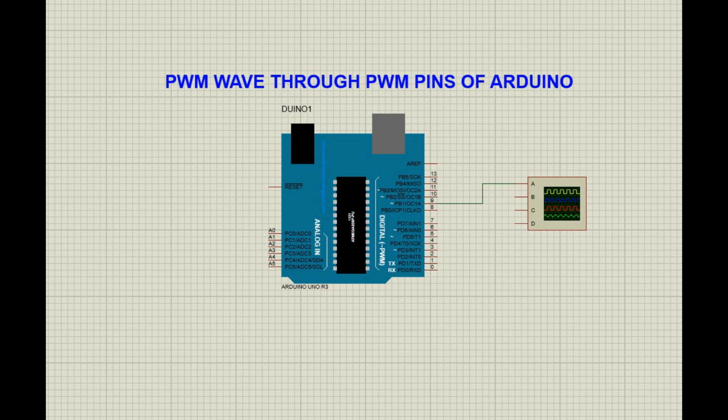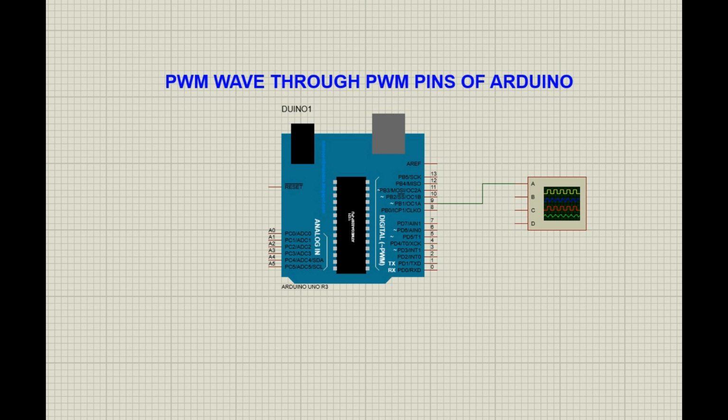Hello everyone, today I would like to show you how you can generate PWM waves from the PWM pins of an Arduino. As far as we know, there are certain dedicated pins like pin number 10, 11, 9, 6, 5 and 3 available in Arduino which have the capability to generate a pulse width modulated wave.